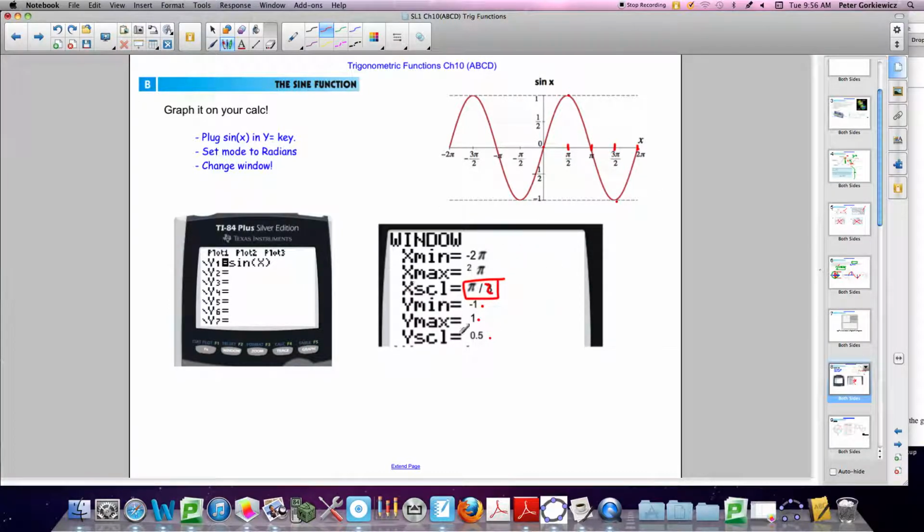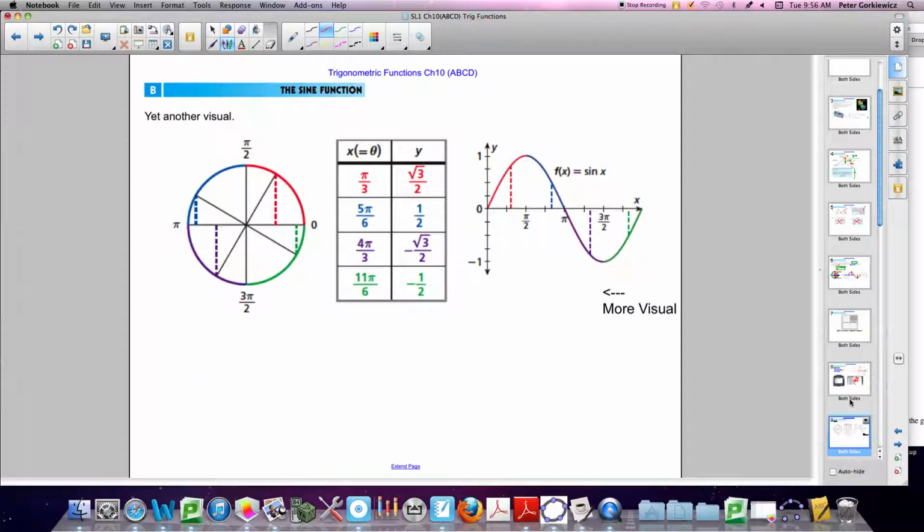If you run it like this, you would probably want your window in radians. If you want to do this in degrees, make sure these are negative 360 and 360, and then go by 90 or something like that for the scale. Cool. Great, so make sure you can graph it.